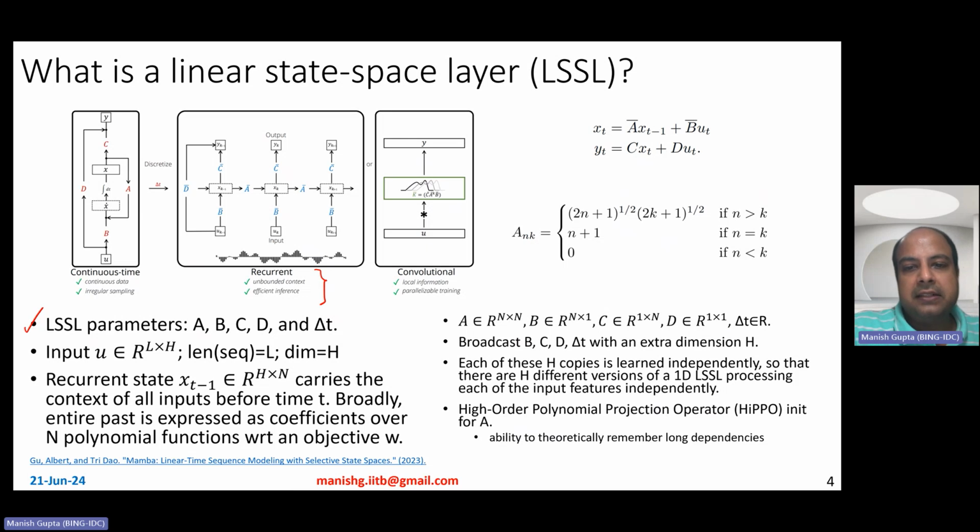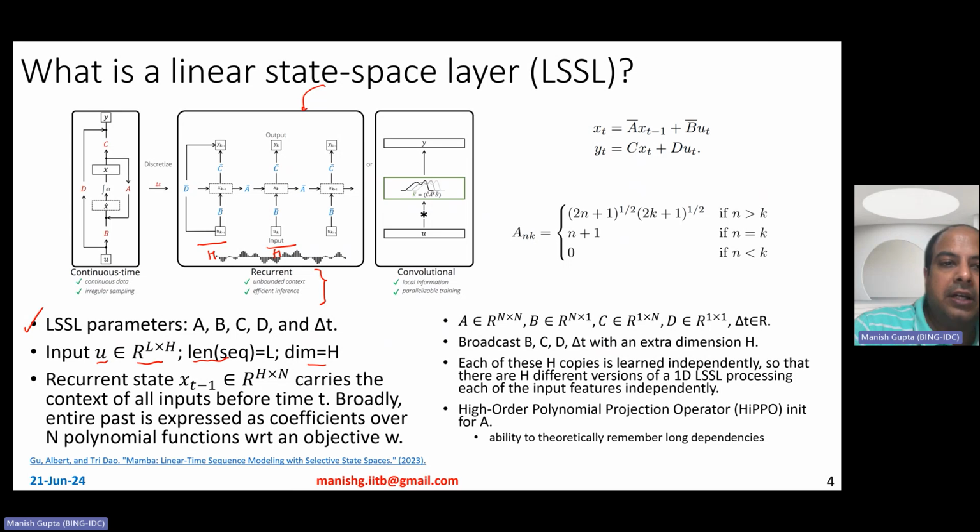Once you have that, let's bring in some notation to understand the recurrence properly. Input U is of size L cross H, where each of those inputs is of size H. So here it is a size H input, this is a size H input, and so on. Essentially, the length of the sequence is L and the dimension at each time point is H, right?